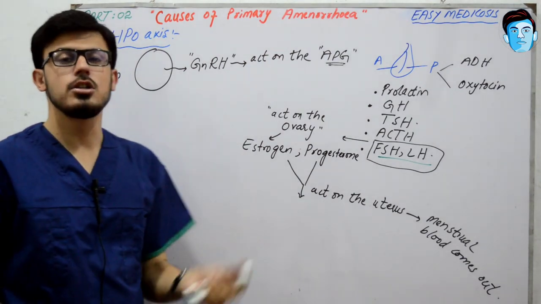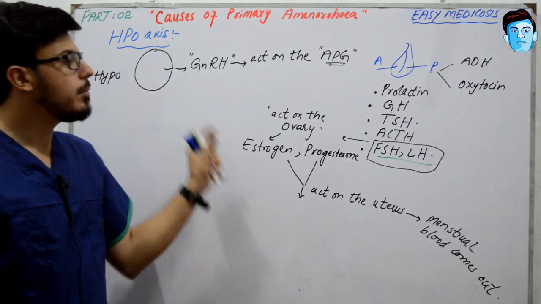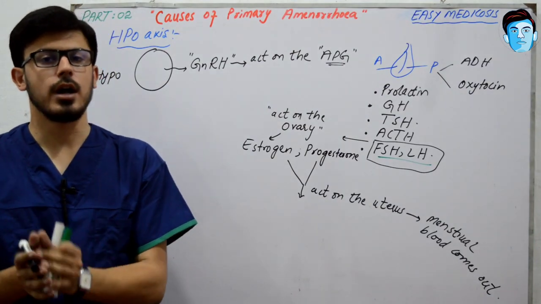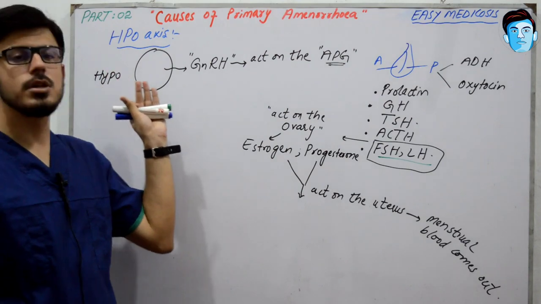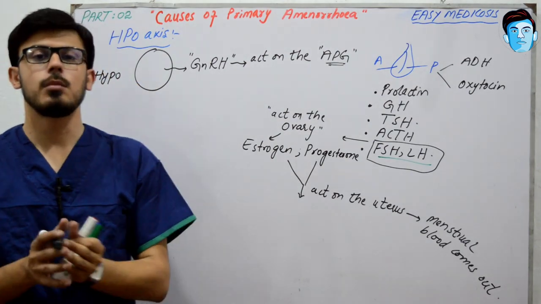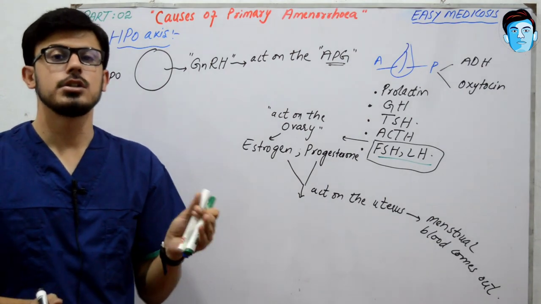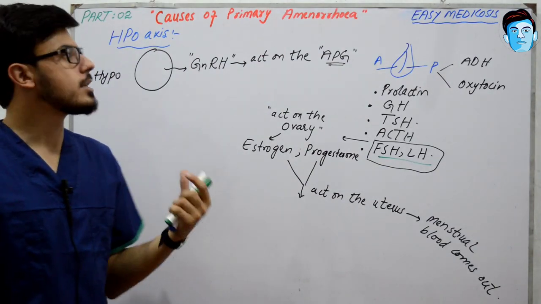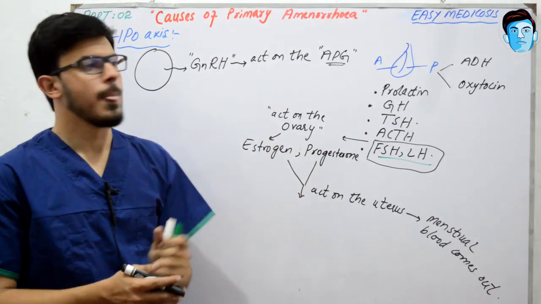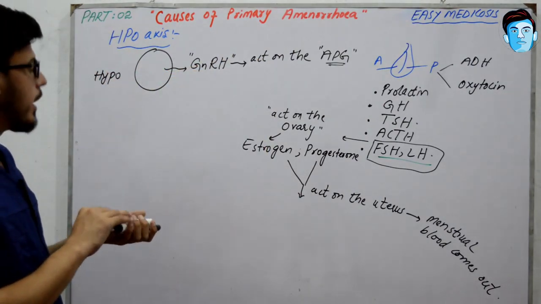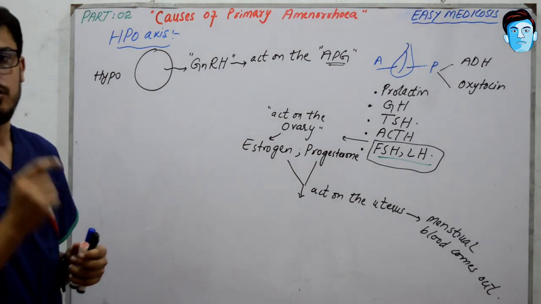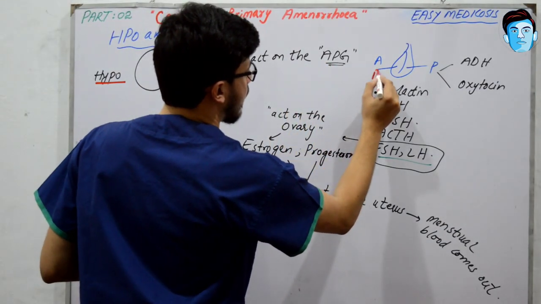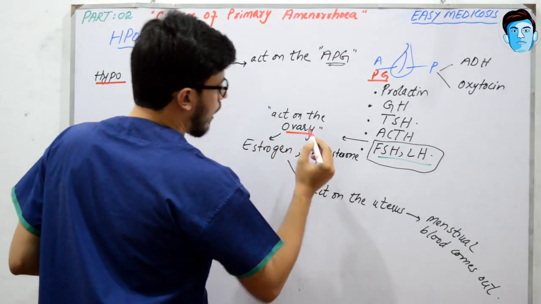This HPO axis is very important, and for normal menstruation it should be well coordinated. If there is a defect in any endocrine gland among the hypothalamus, pituitary and ovary, normal menstruation will be disturbed. In that condition there is defective menstruation or absence of menstruation, as we discussed in the case of primary amenorrhea. In this HPO axis, the important structures are the hypothalamus, pituitary gland, ovary and uterus.